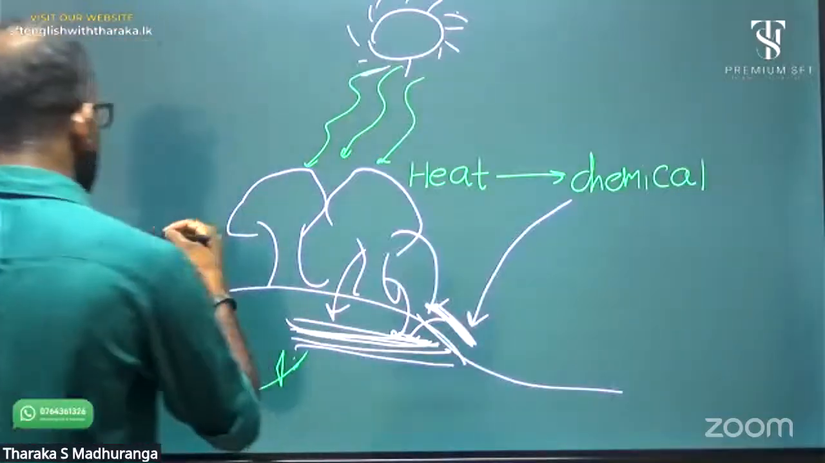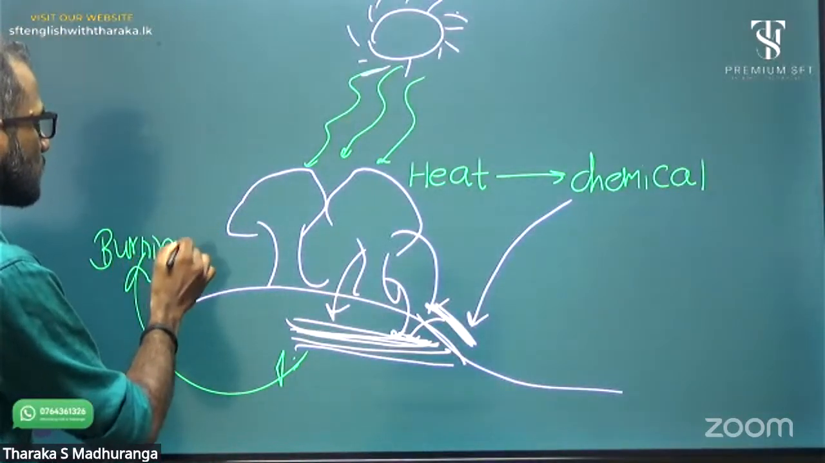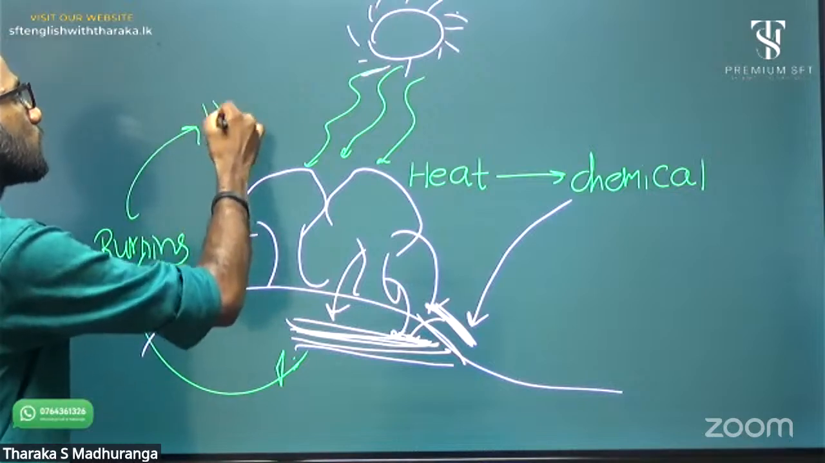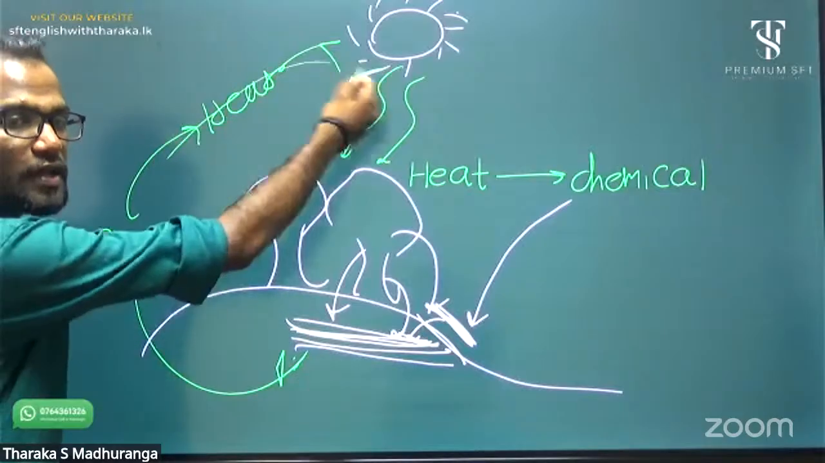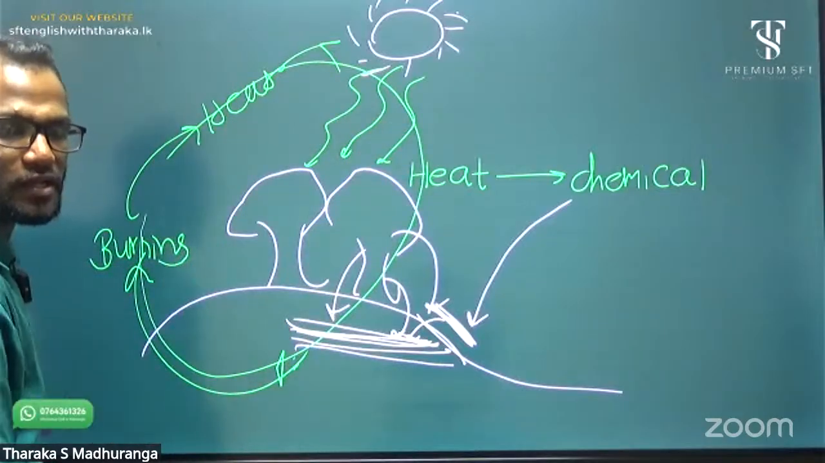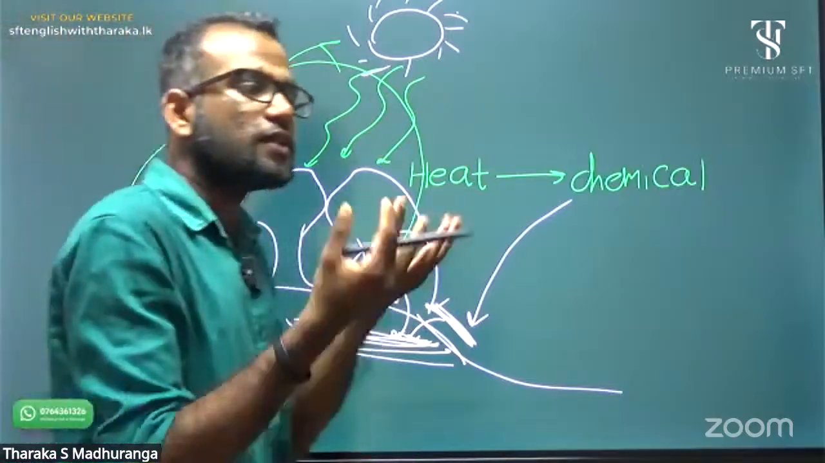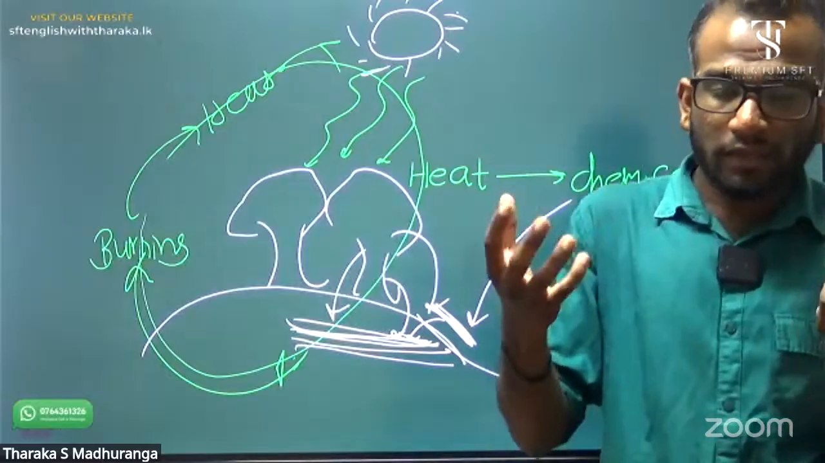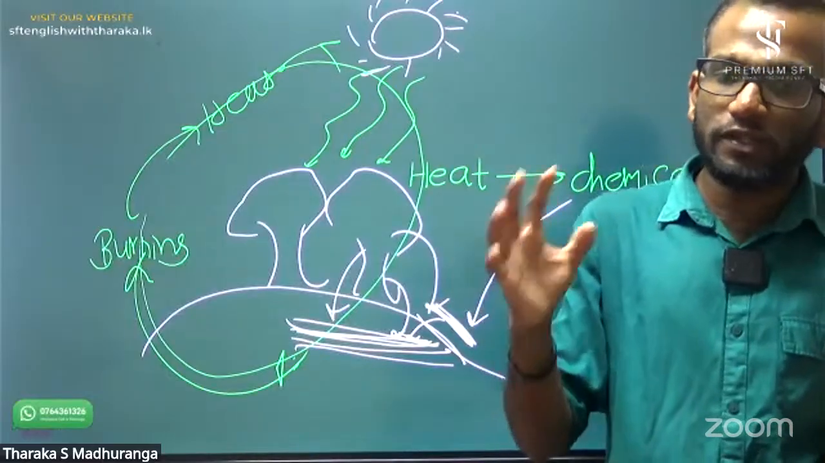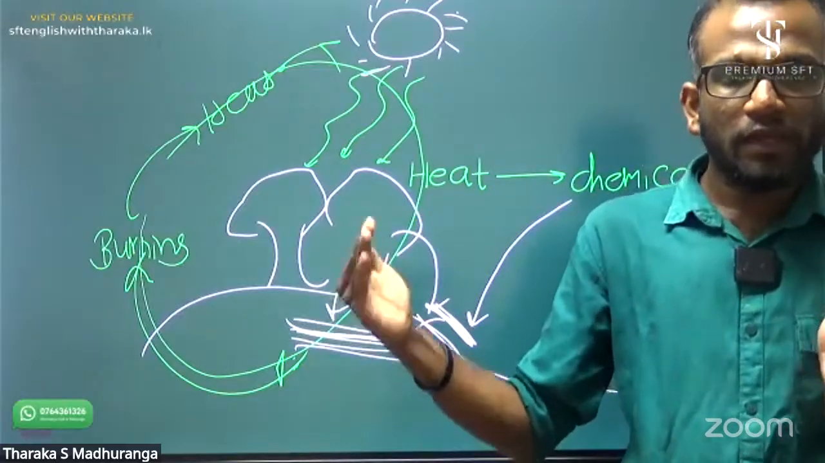In the burning process, heat energy is again released to the atmosphere. It's a cyclic process, right? Always the amount of heat energy is a constant amount. The amount of energy is constant. This energy transfers from one energy type to another energy type.